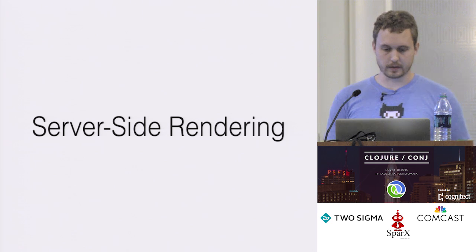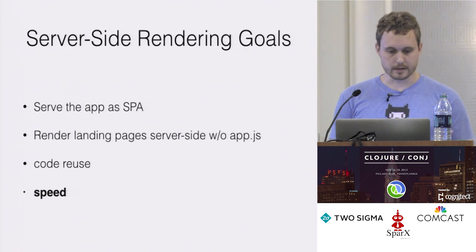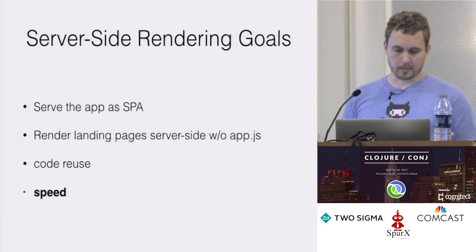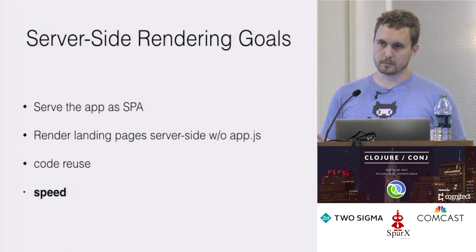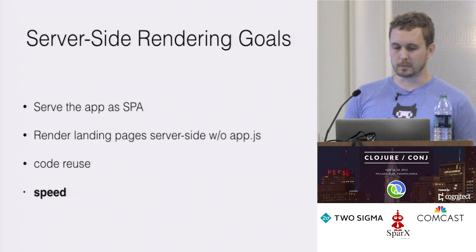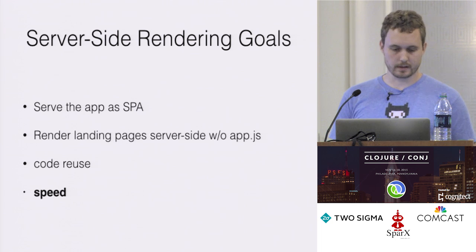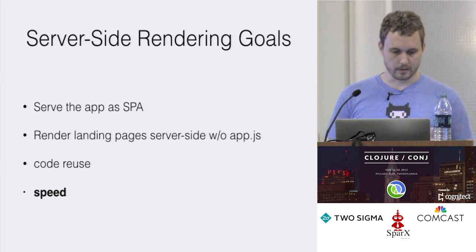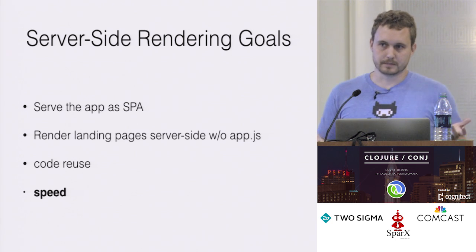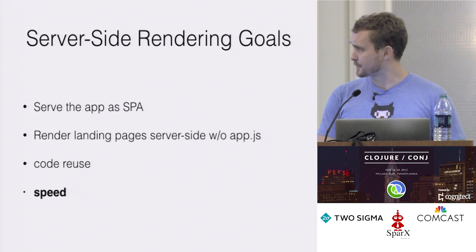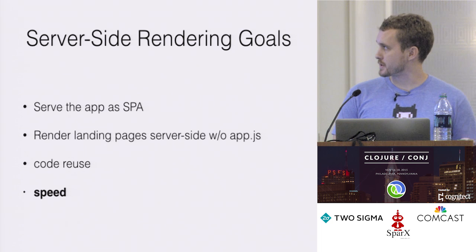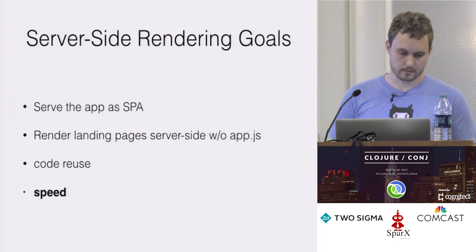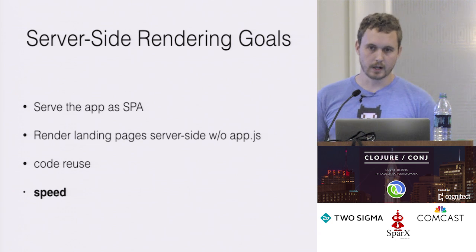Well, server-side rendering. So the goal here is we still have our app, we still have the inner and outer split, but on your homepage, you probably aren't using too much fancy React stuff. You're probably not using core.async. You're probably not using all the nice things we have, just because landing pages are typically boring. So our goal here, we want to serve the app. We want the landing page to be fast, and we want code reuse here.